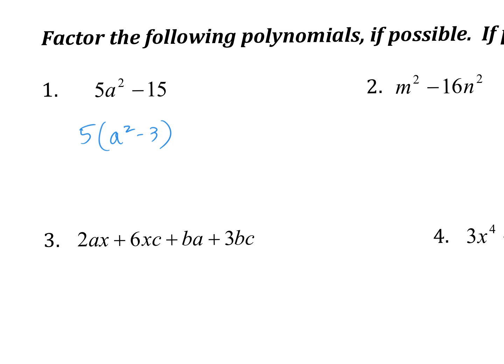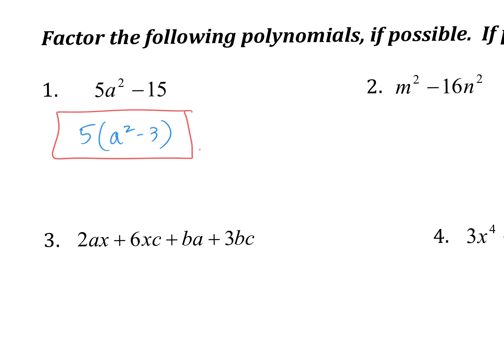Here's the deal then, you guys. What's left has 2 terms. With these 2 terms, could we potentially do difference of squares? Are we subtracting? Yes. Are they both perfect squares, or both square rootable to get a whole number? I don't know what the square root of 3 is, do I? No. So this is as far as we can take it. We cannot do the difference of squares on those.